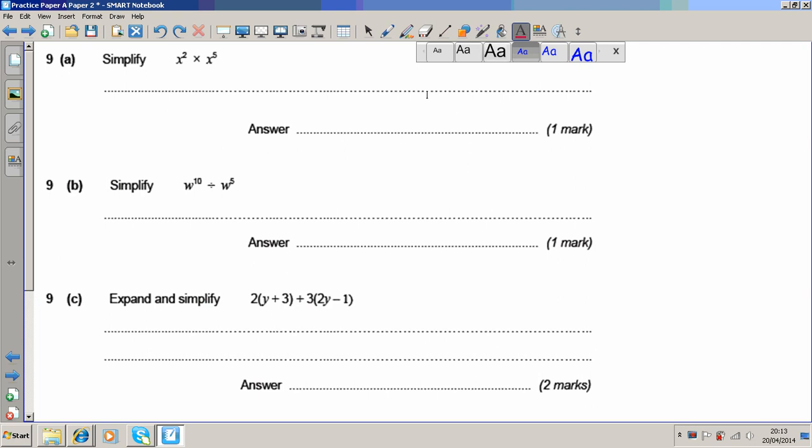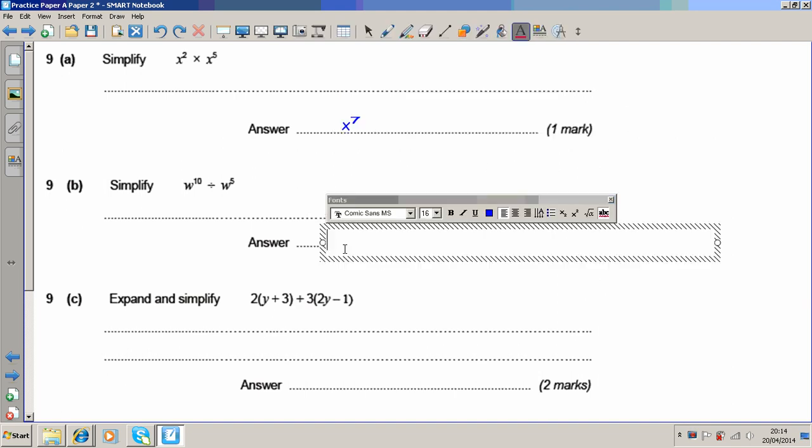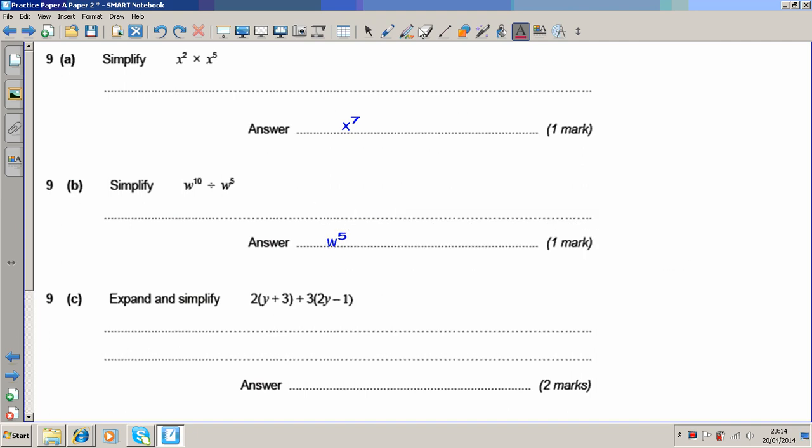Number 9, simplifying. Well, when we're multiplying indices, we add the little numbers, the powers, together. So it's 6 to the power of 7. And when we're dividing, we take the powers away. So 10 take 5 is 5, so w to the power of 5. x to the 7, w to the 5.